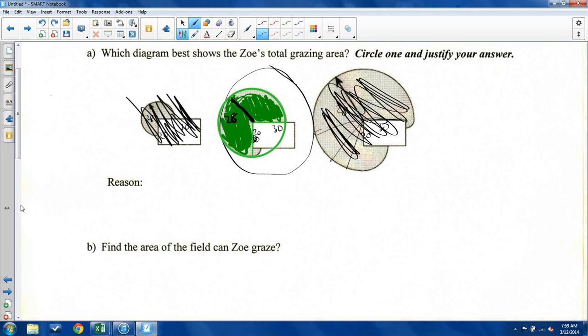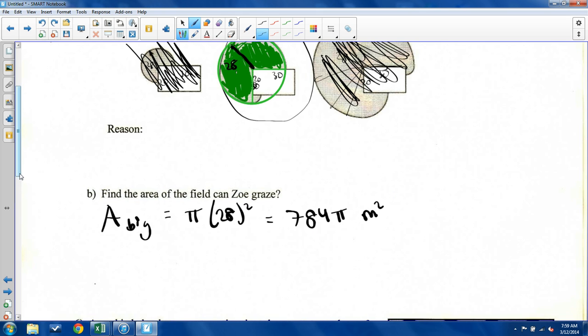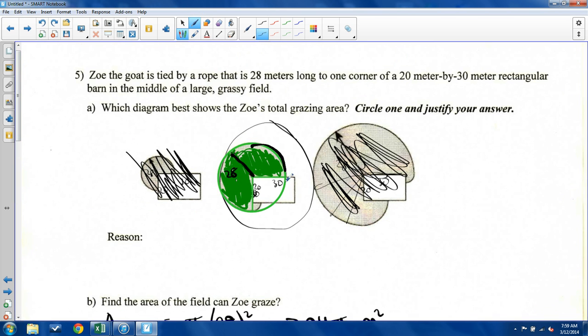So if I find the area of this big circle, say area big, pi r squared, so pi times 28 squared, which is, what was that, 784? Yeah, 784 pi. That's square meters. So that's the area of the entire circle. That's including the non-shaded part. This entire thing is 784 pi.